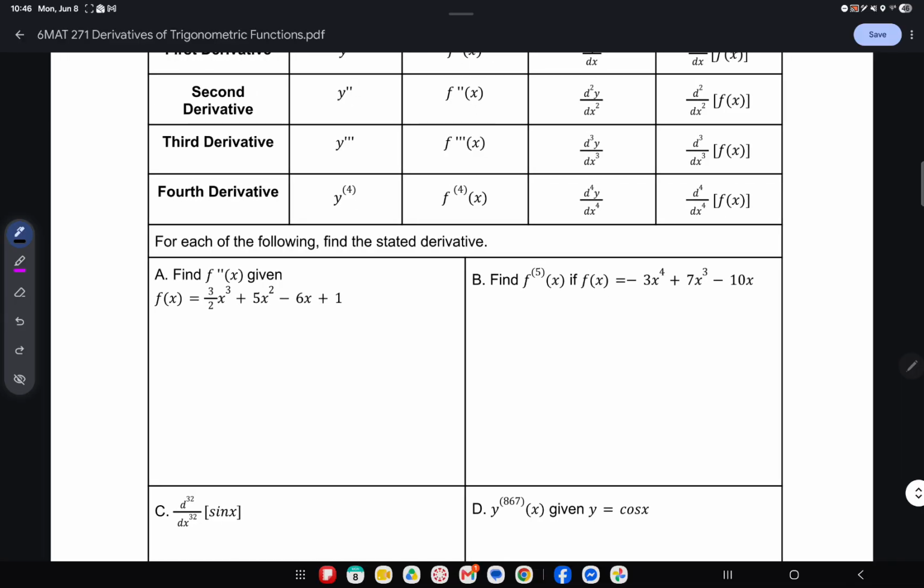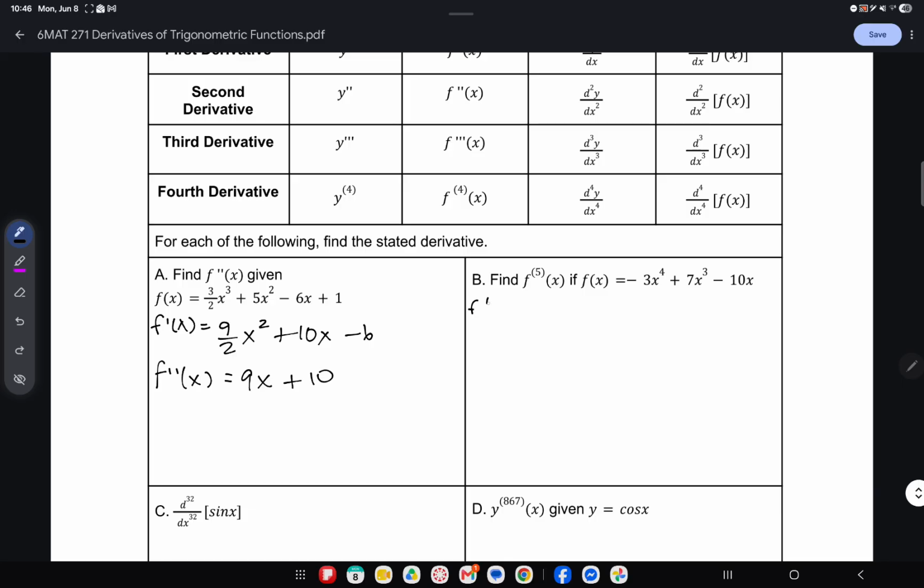So let's find these derivatives. This says find the second derivative. So to find the second, I need to find the first. So I get 9/2 x squared plus 10x minus 6. And then I can find the second. So I'll multiply that by 2. The 2's will cancel, so 9x plus 10. Let's do the fifth derivative, and we'll see something interesting that happens here.